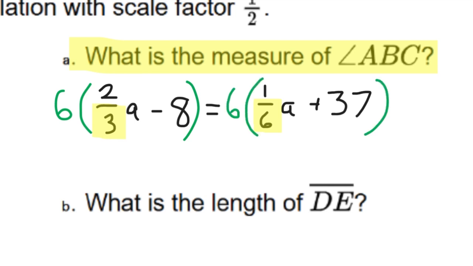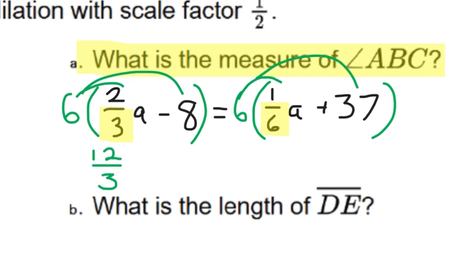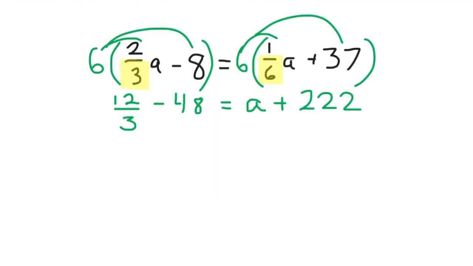We're going to get 12 over 3, which is 4, but 12 over 3a, forgot to write the a. And then 6 times -8, which is -48. And then on the right side, we get a, because 6 over 6 is the same as 1, plus 37 times 6, which is actually 222. So it might take you a little while to get that, but this is what we have now.